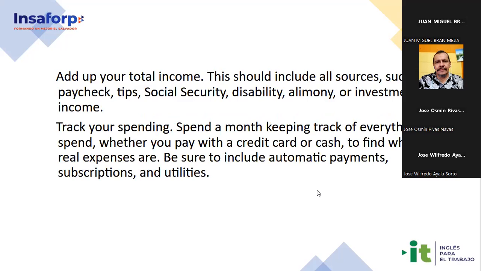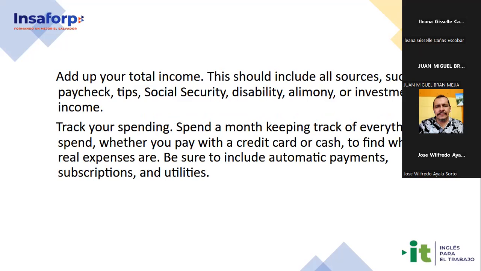Perfect, thank you. So the next one is going to be for Jose Osmin. Add up your total income. This should include all resources such as payment, paycheck, tips, social security, disability, alimony. What is the pronunciation? Alimony. Or investment income. Track your spending, spend a month keeping track of everything you spend, whether you pay with a credit card or cash, to find what your real expenses are, and be sure to include automatic payments, subscriptions, and utilities. Very good. What do you get from that?